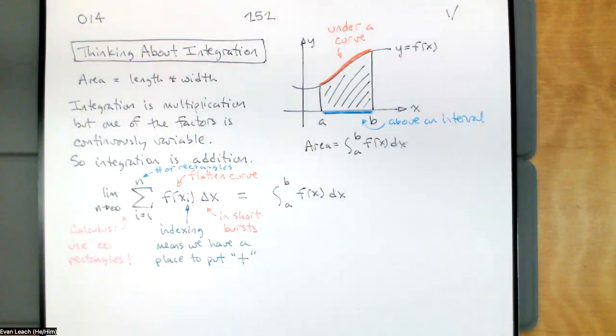That dx we're thinking of as being the width, which is very small and close to 0, but is not 0 because multiplying by 0 would make everything 0. And f of x, now without the indexing, is our continuously variable length.